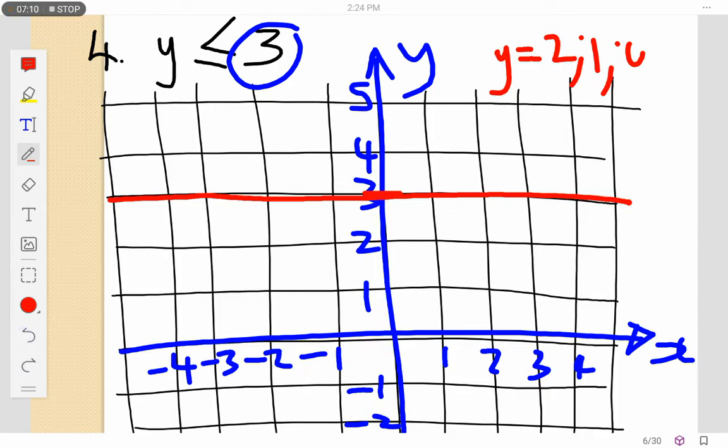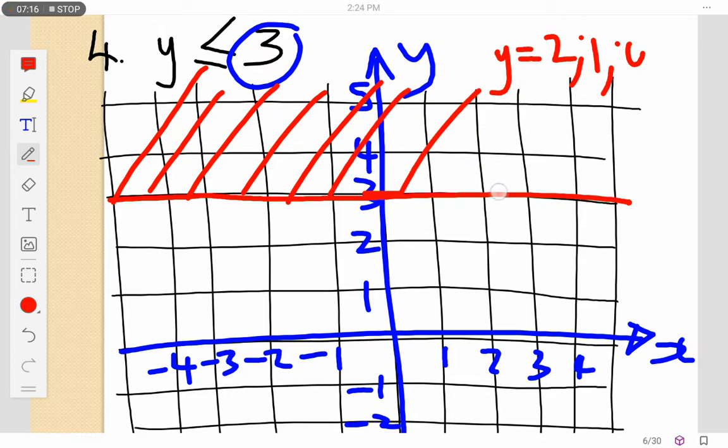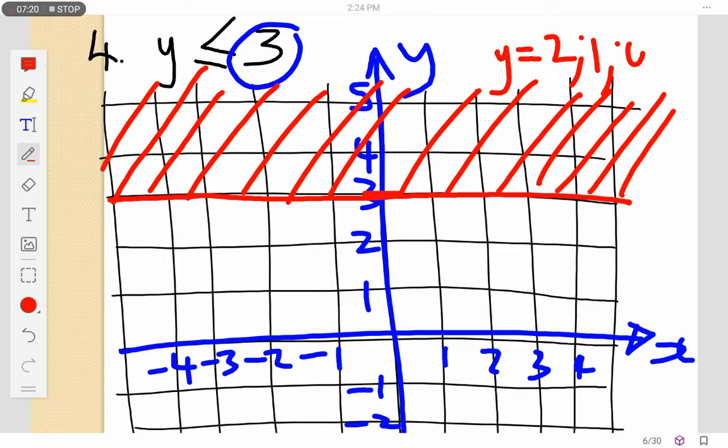So we are going to shade the unwanted region. Let's shade. This is the unwanted region. Okay, so that's the unwanted region there, like that. So that's how we draw this one when it's y.